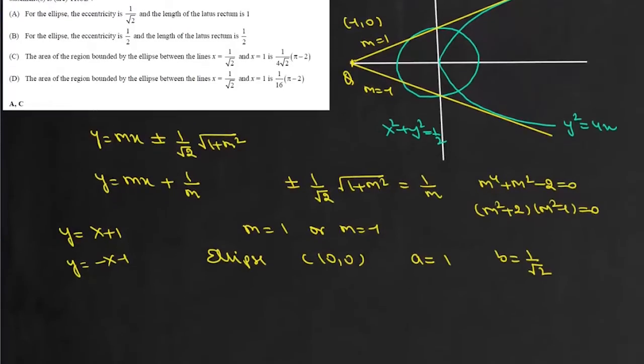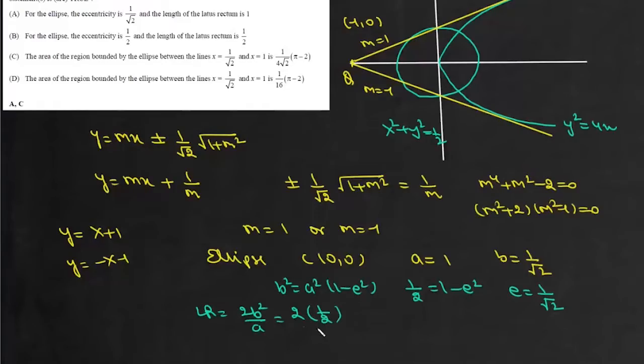Now first we have to find its eccentricity. Now we know that b square is a square into 1 minus e square. So we'll get this as 1 by 2 and this is 1 minus e square. So value of e is 1 by root 2 and length of latus rectum is 2b square upon a. So it will be 2, and b square is 1 by 2 and a is 1. So length of latus rectum is 1. So eccentricity is 1 by root 2 and length of latus rectum is 1. That means this option A is correct and option B is incorrect.